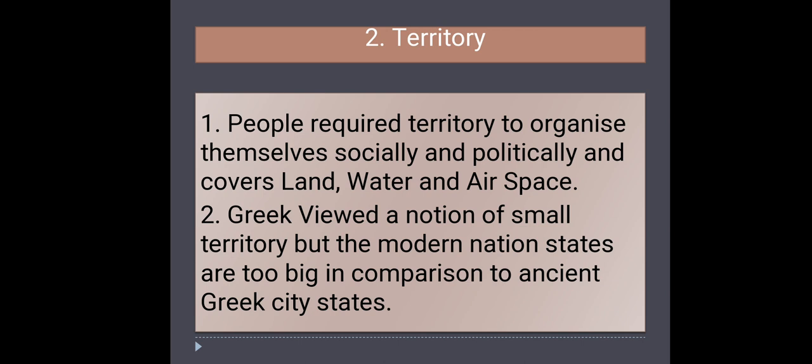Now the Greeks viewed a notion of small territory. When I was talking about the Greek view, Greek people never meant that the territory must be uncontrolled, with a huge land mass and large population. They had a very ideal image of the state. So they viewed very small city states in terms of population or territory. But as we are witnessing even today, the modern states are too big in comparison with the ancient Greek city states.